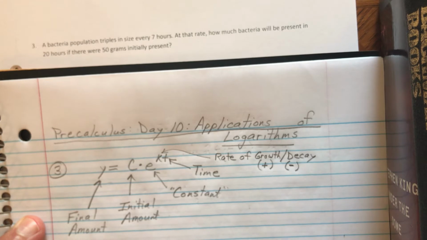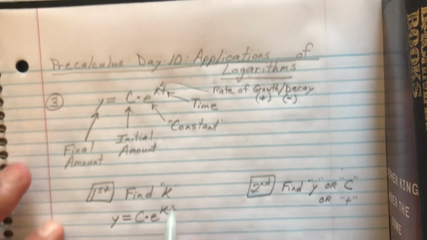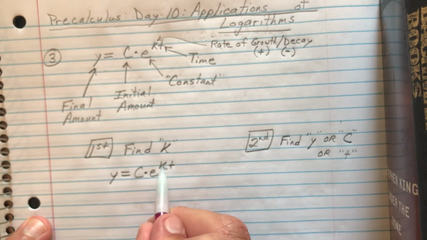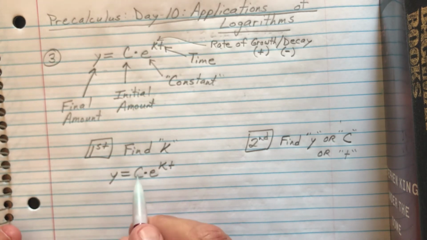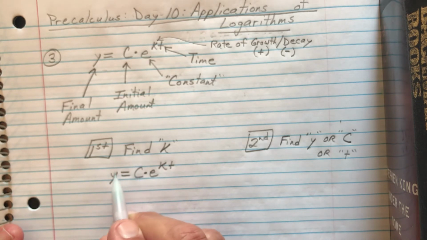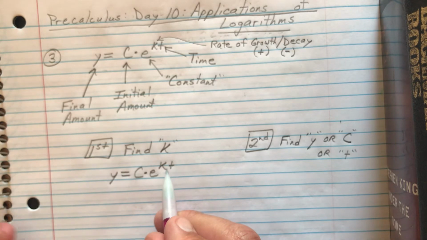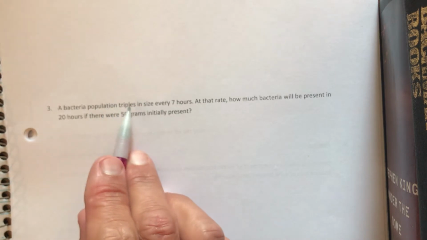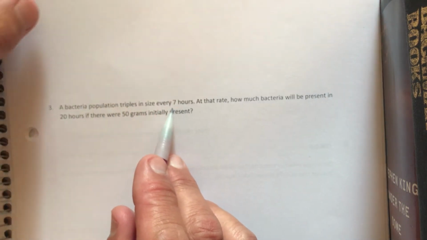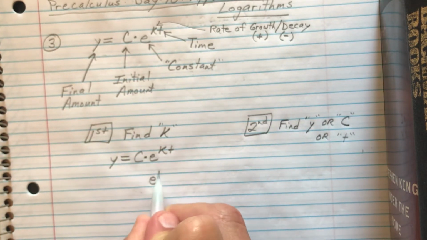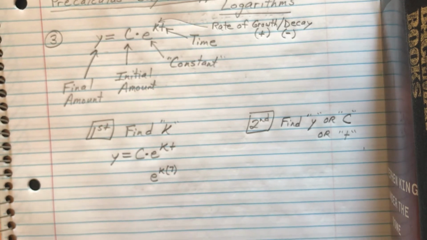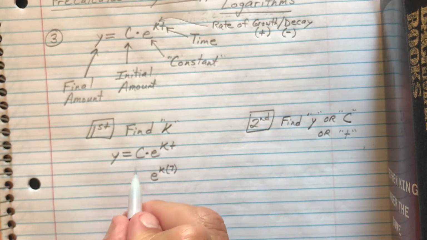Y equals C times e to the kt. You're going to use the initial information. If we're going to find K, think about an algebra problem. If we're going to find K, we better know C, Y, and T. So it's like a story. Did they give us a C that's going to become a Y in a certain amount of T? It says in this question, a bacteria population triples in size every 7 hours. There's the initial story. If it's tripling in size in 7 hours, in order for us to substitute in 7 for T, we need to show some tripling.